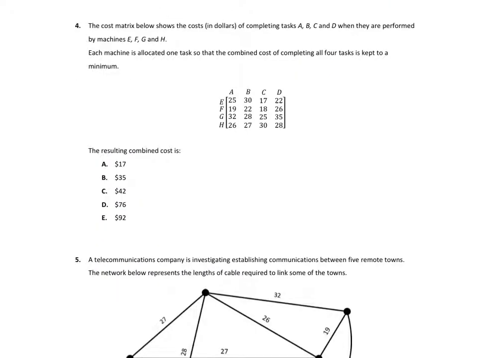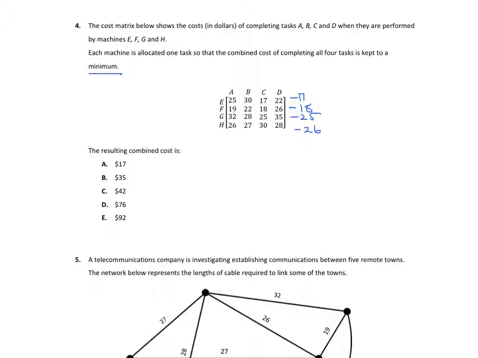Okay, question 4 is asking us to do an allocation. So we want to allocate to minimise the time taken, the cost, in completing all 4 tasks. So we need to use our Hungarian algorithm here. From the first step, we're going to minus the lowest number from each row. So the first row, we're going to minus 17. The second row, we're going to minus 18. The third row, we're going to minus 25. And the final one, minus 26.